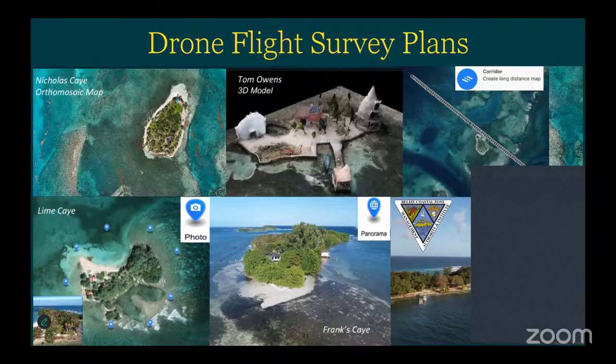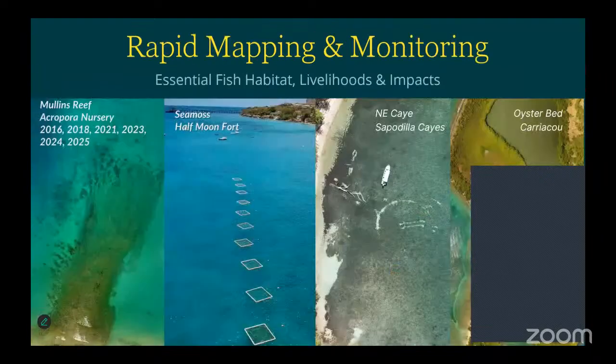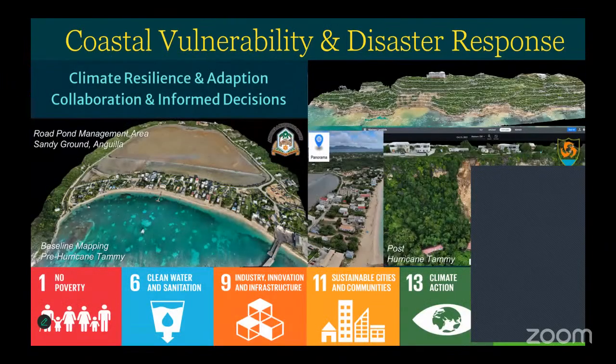Different types of drone data are more useful for different audiences and stakeholders. So really having people think in an ecosystem way is essential to this approach. Furthermore, rapid mapping and monitoring of essential fish habitats, livelihoods, as well as impacts to our environment is really useful and is essential for EAF and understanding the ecosystem context of fisheries. Here's another great example. This is from Anguilla.